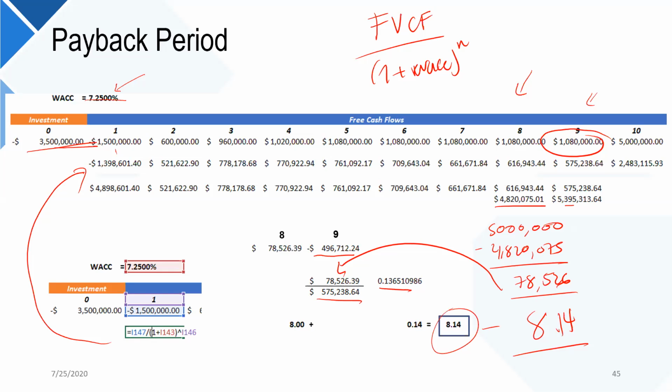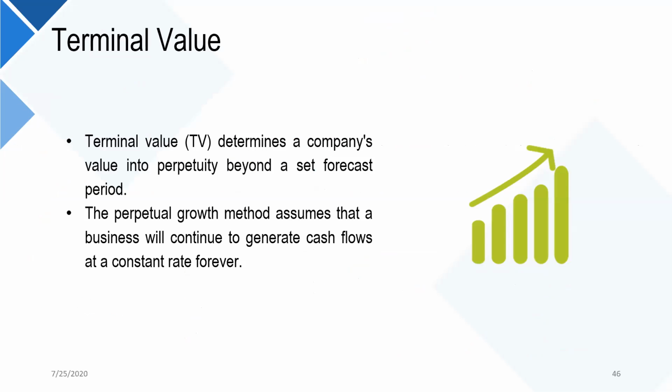Okay. So that's the discounted payback period. The last analysis we're going to see for time value of money is terminal value.